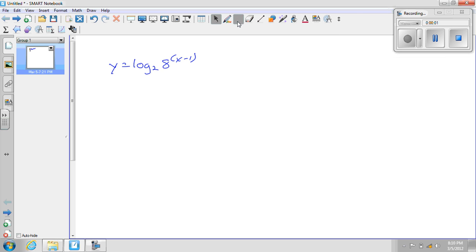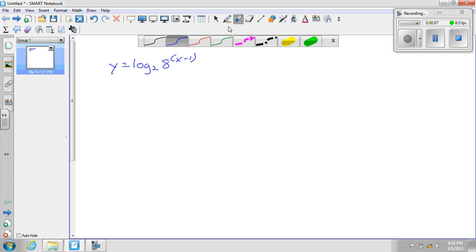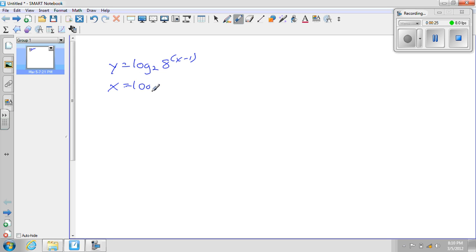Try problem number 18, 7.4, practice C, also on logarithms and inverse. And they're asking me to find the inverse of y is equal to log base 2 of 8 to the x minus 1. Well, if I'm going to do the inverse, first I'm going to switch my x and y. So x is equal to log base 2 of 8 to the y minus 1, minus 1.